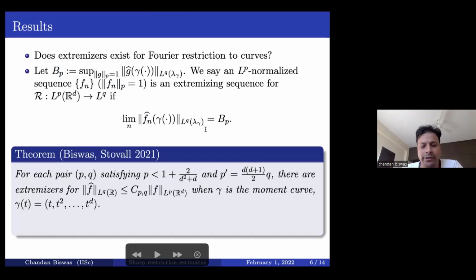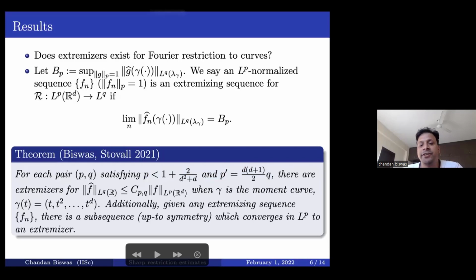So this is the theorem that I want to discuss today. This is joint work with Betsy Stovall. For each pair p, q satisfying this, which was the condition that we have for Fourier extension to curves, there are extremizers for the corresponding L^p to L^q estimates, when gamma is the moment curve (t, t^2, ..., t^d) in all dimensions d. Additionally, given any extremizing sequence, there is a subsequence which converges in L^p, the Lebesgue space, and therefore that particular limit will be an extremizer up to a symmetry.